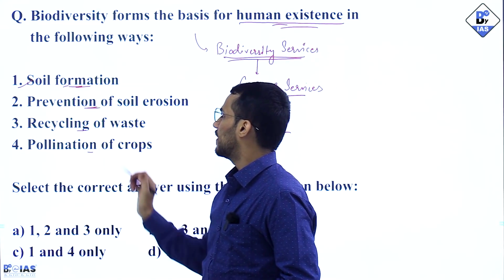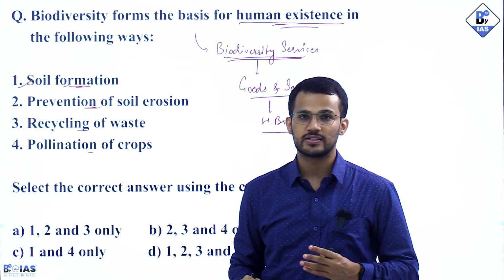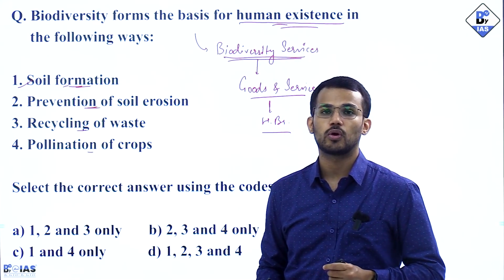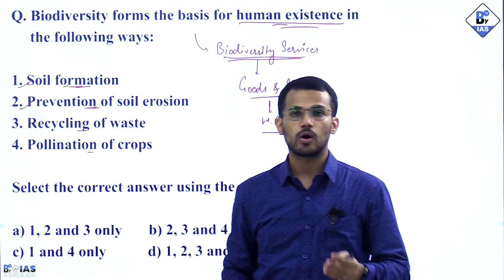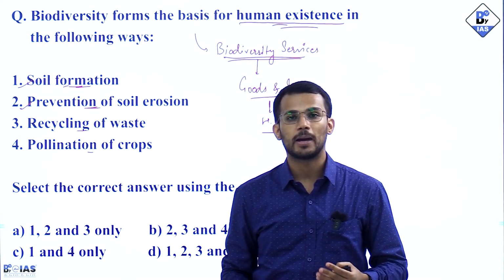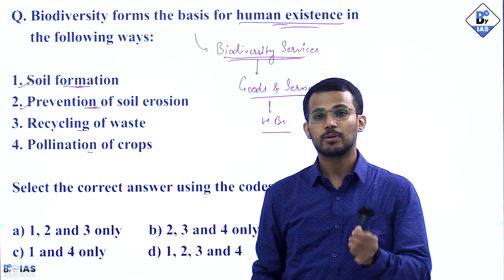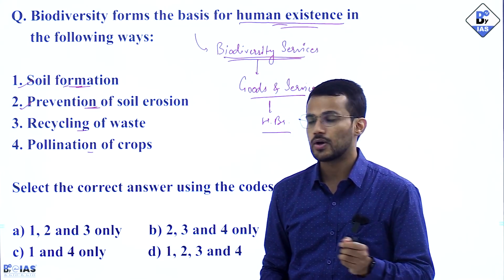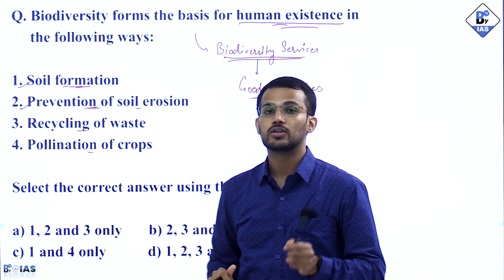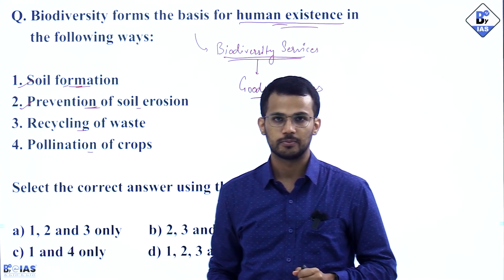Second is prevention of soil erosion. Is it important for human existence? Yes, it is important, because again, agricultural crops will be able to grow in a proper manner if there is a presence of soil. And soil can be present in a particular area if biodiversity is able to prevent soil erosion. And that's why the second statement is also correct.